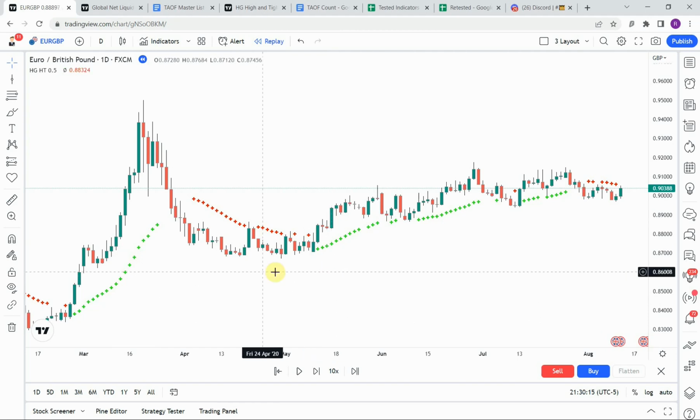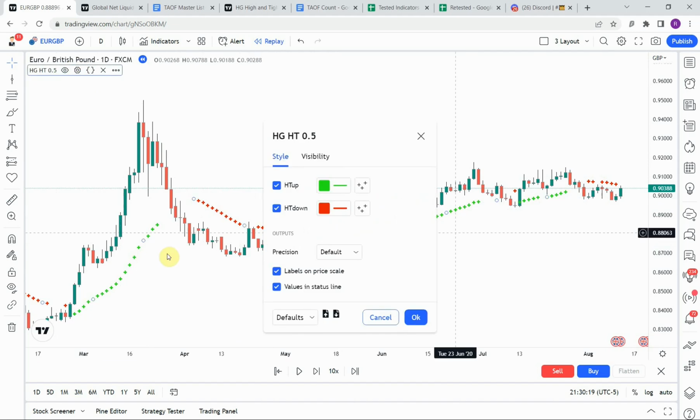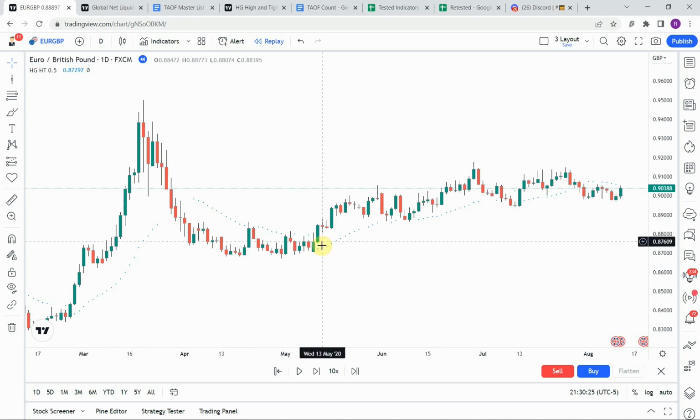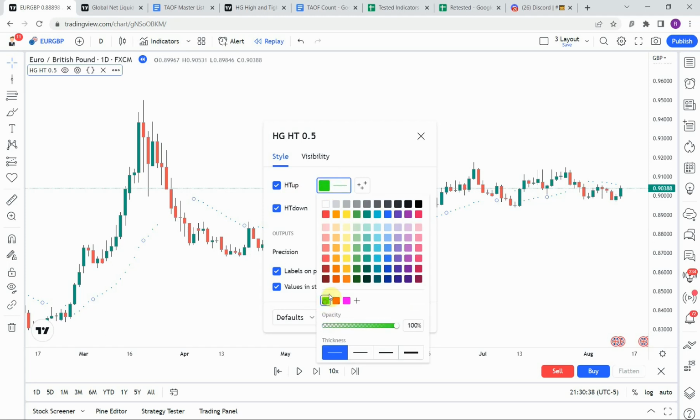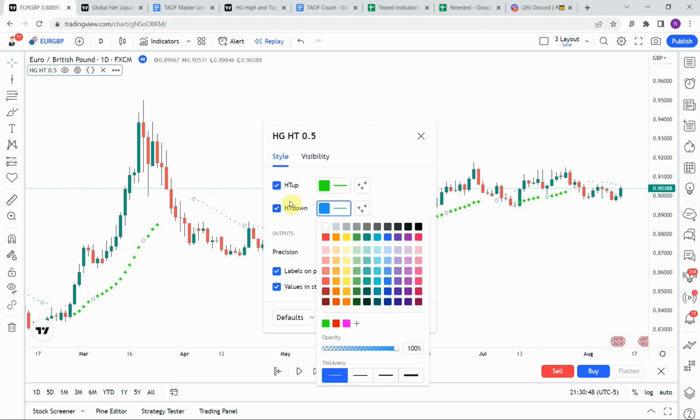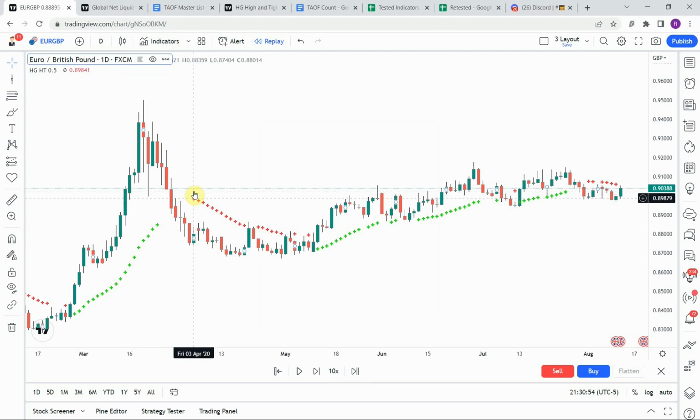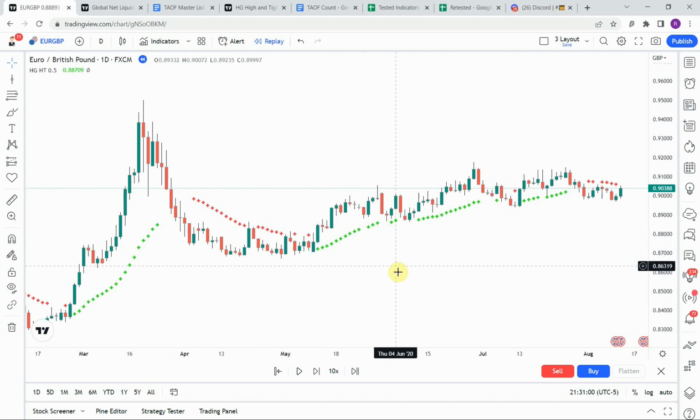And so the indicator itself, I did make a slight modification on it. Generally what it looks like is this right here. You can still see these dots here that are kind of below and above the price action. But what I did was I went in and on the HT up, I changed that to green, and I changed the size of the line here a couple sizes larger. On the HT down, I changed it to red and changed the size of the X's or the crosses a few sizes larger as well, which gives us this right here.